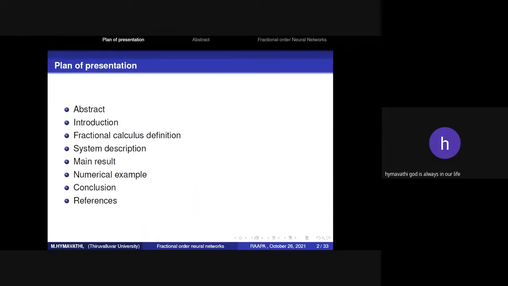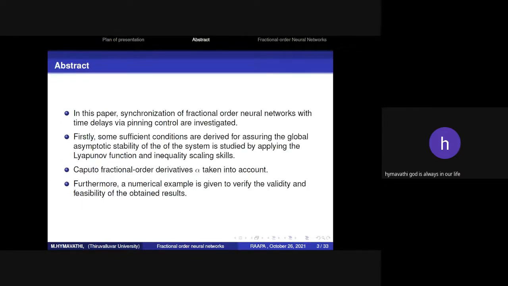My plan of presentation: abstract, introduction, fractional order calculus definitions and system description, main results, numerical example, conclusion and references. Abstract: my paper shows that the synchronization of fractional order neural networks with time varying delays via pinning control is investigated. Firstly, some sufficient conditions are derived for assuring the global asymptotic stability of the system. I apply a Lyapunov function and some inequality techniques, and also use Caputo fractional derivatives. Further, a numerical example is given to verify the validity of the feasibility results.